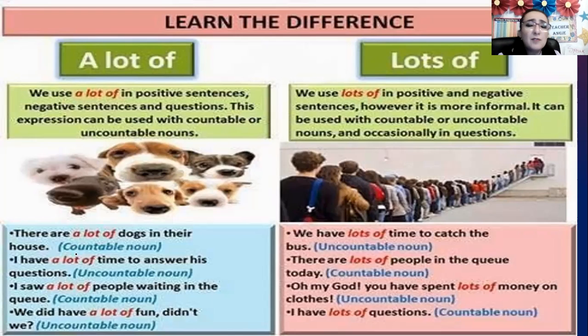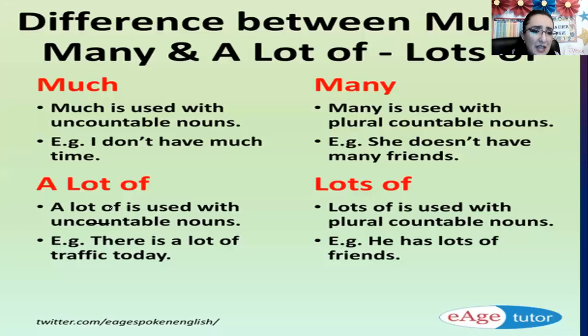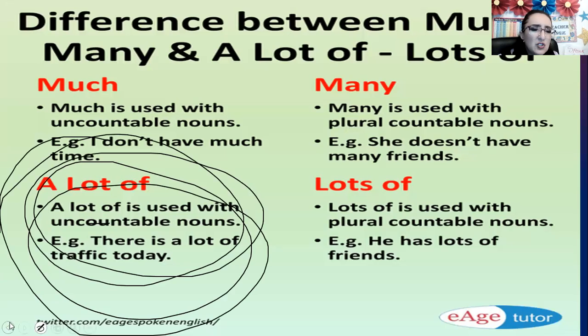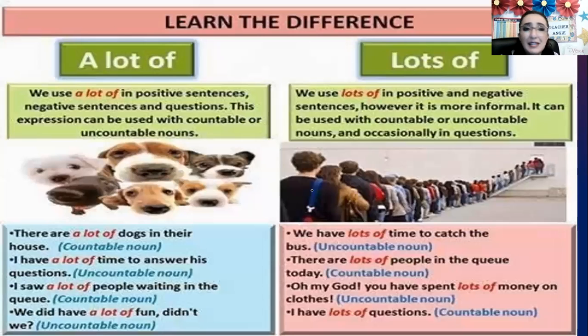A lot of for plurals, but sometimes if you want to specify, it is going to be with uncountables. Se usa más aquí con los uncountables. Pero se llegan a usar de las dos maneras. Igual, lots of se usan más con los countables, pero igual se llegan a usar de la misma manera. Pero a lot of, for all kinds of sentences, and lots of, not for questions. It is kind of important. Occasionally, you can be using it, but not a lot.